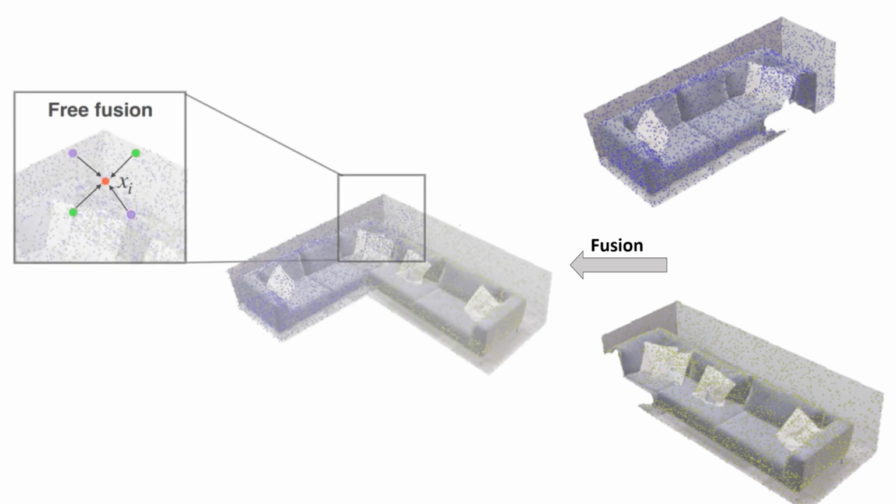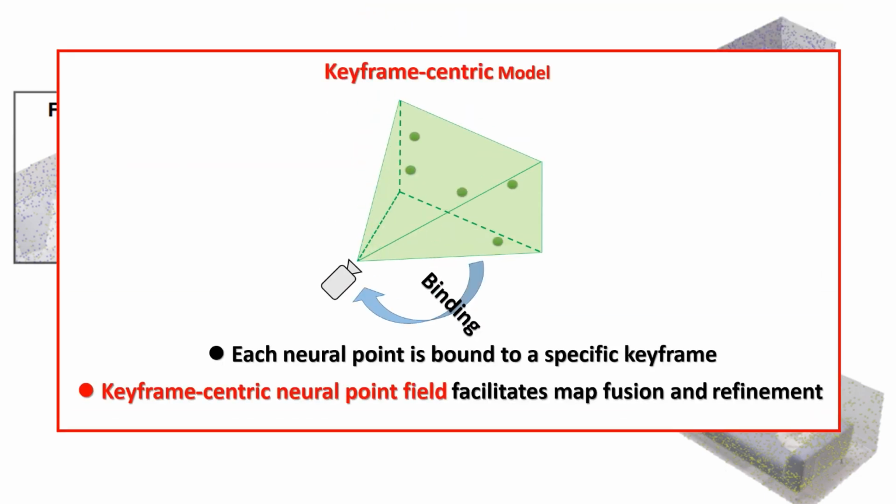The scene geometry and appearance are encoded in 3D points with per-point neural features, which are also associated with certain keyframes. Further, we build a keyframe-centric model and bind each neural point to a keyframe. The keyframe-centric model allows the locations of neural points to be adjusted as poses are optimized.